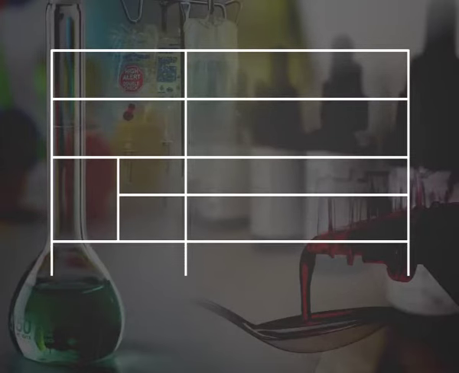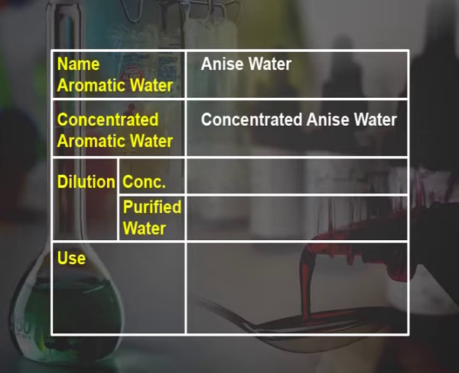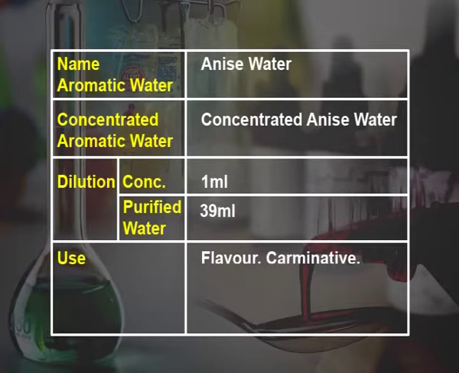Now, from concentrated aromatic water, we can prepare simple aromatic water by dilution, like 1 ml of concentrated aromatic water diluted with 39 ml of purified water. For example, anise water: 1 ml of concentrated anise water diluted with 39 ml of purified water and used as flavor, carminative, mild expectorant.